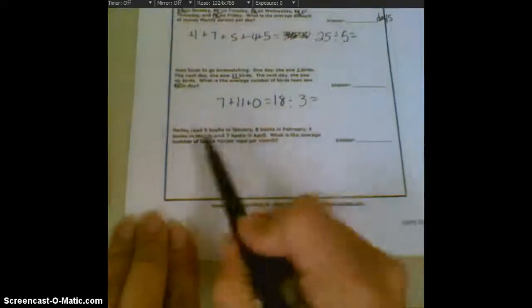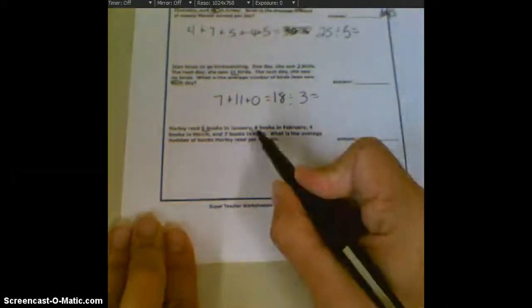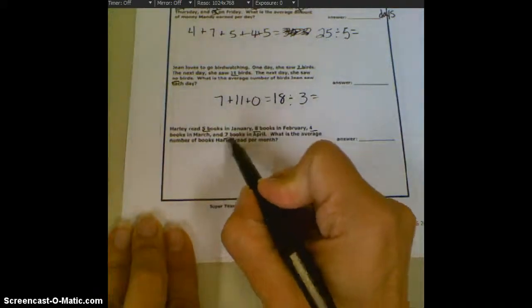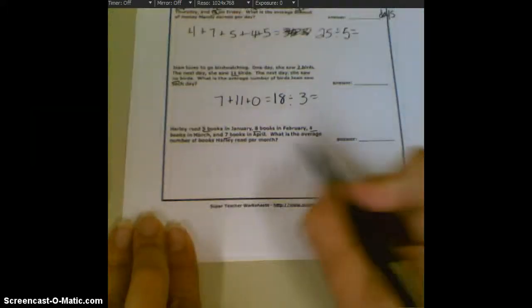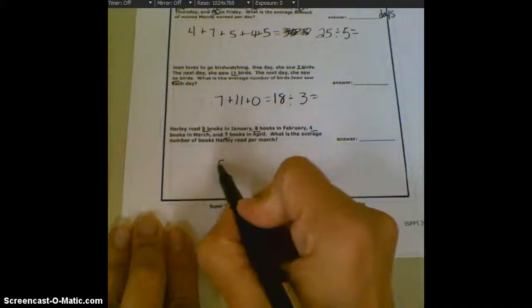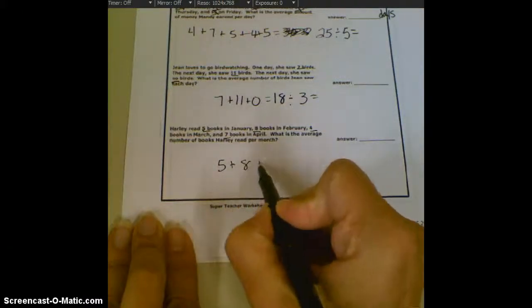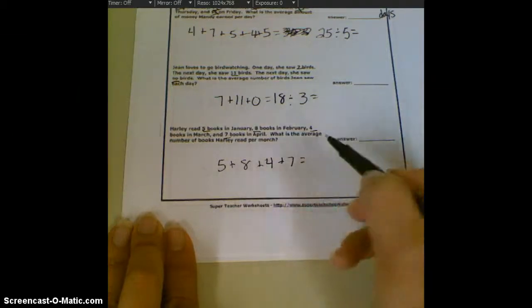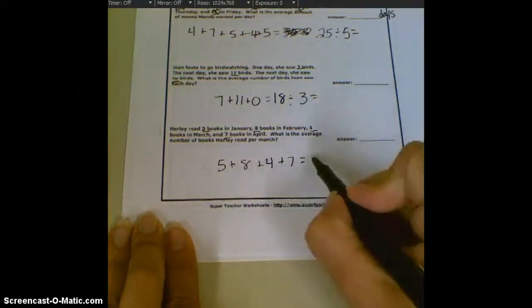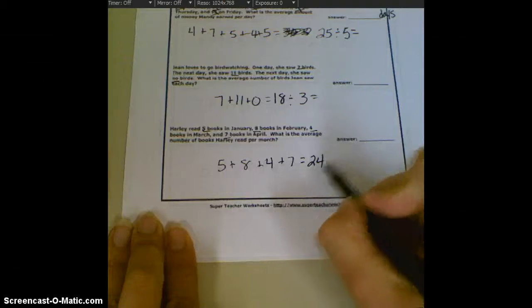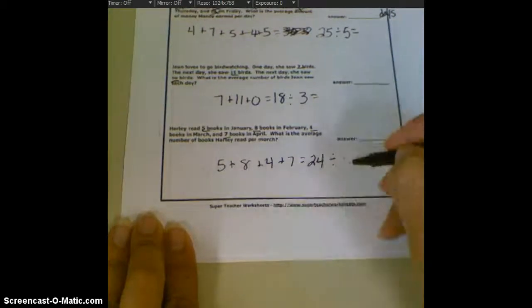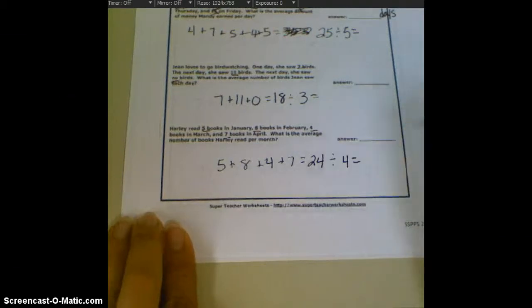Last one. Harley reads 5 books in January, 8 books in February. Boy, he read a lot. 4 books in March and 7 books in April. What is the average that he read per month? So we need to add them up. 5 plus 8 plus 4 plus 7. And for that one, if we total it up, we get a total of 24 books. And how many months did he read? 1, 2, 3, 4 months. And if we do that, we find out his average should be 6 books.